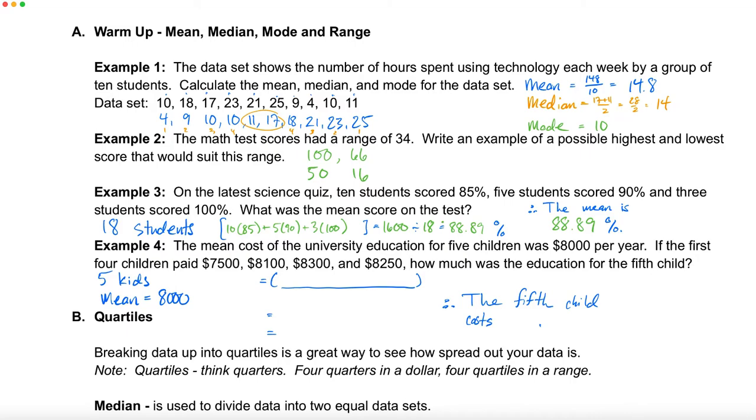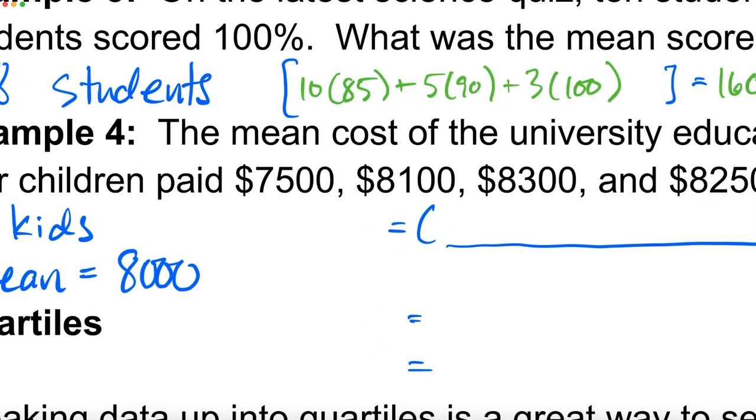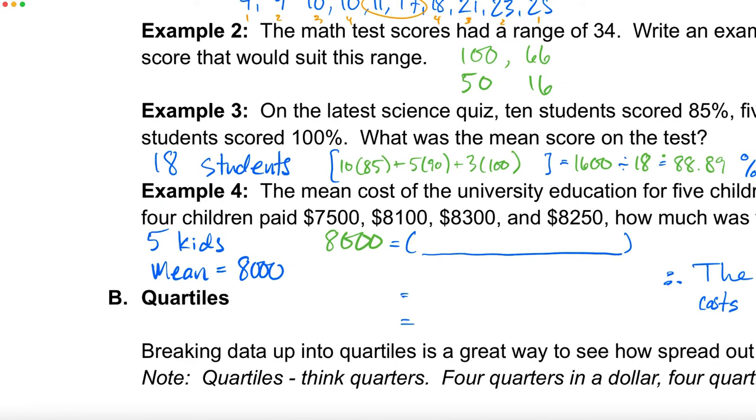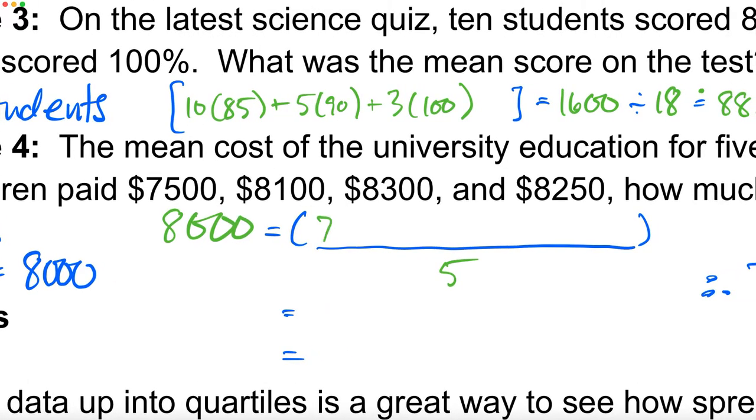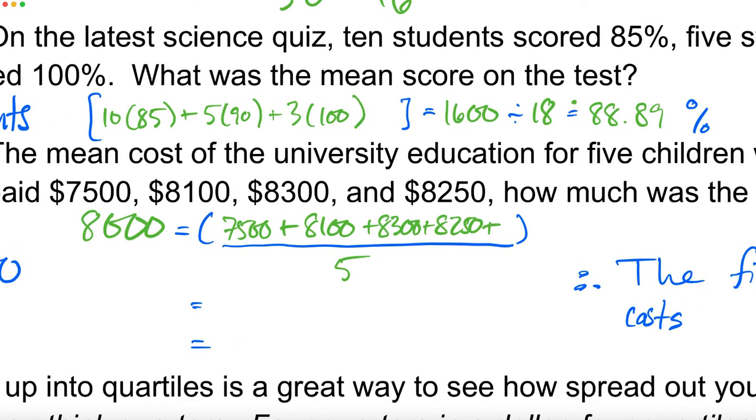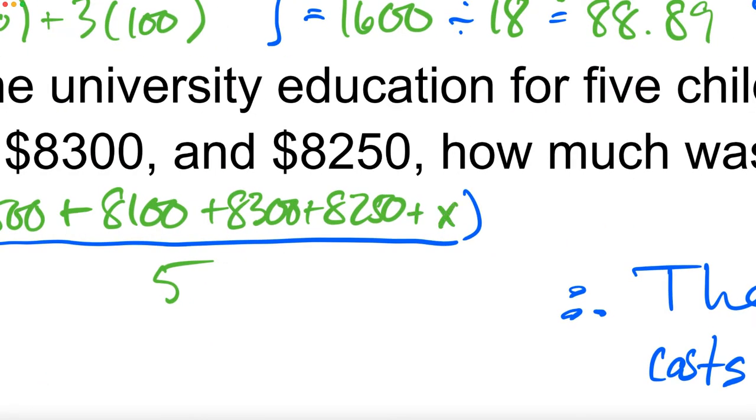Okay, you're back. This one, like I said, is a bit trickier because this time we actually happen to know the mean. We know the average was going to be 8,000 for all 5 kids. Normally, if we were going to calculate the average, we would add them all up and then divide by the number of values. So in this case, there are 5 kids, and we're going to add them up. The first one was 7,500, the second one was 8,100, then 8,300, 8,250. And then there's the 5th one, which is the one we don't know. So we're going to make that x, the unknown.